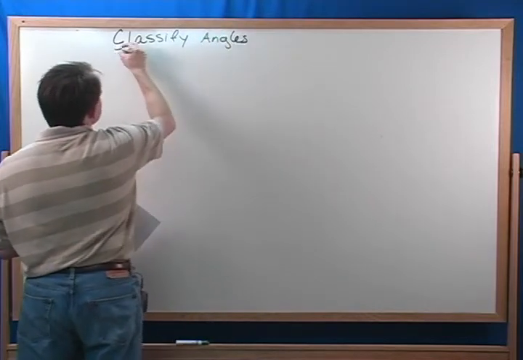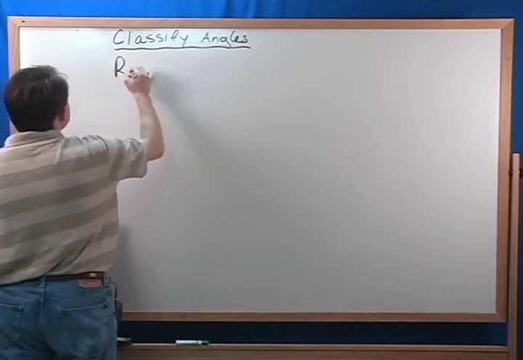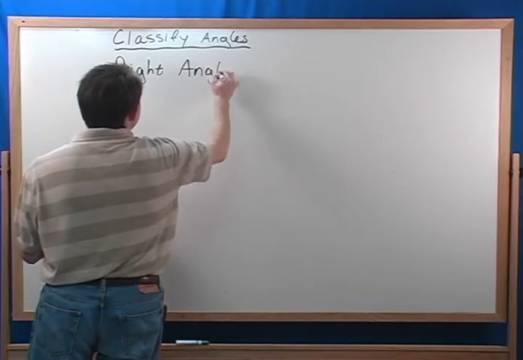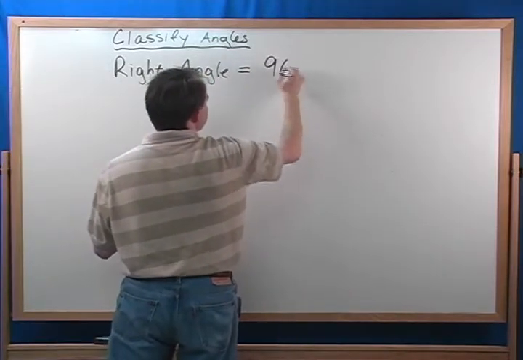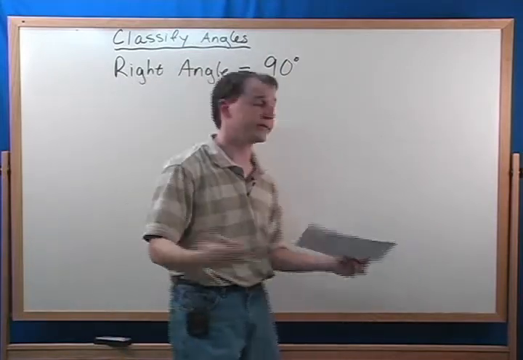The easiest one is the one I'm going to start with first, and that's called a right angle. Just like it sounds, right angle. A right angle is equal to 90 degrees. So we've already learned that. I already told you that's a quarter circle. A right angle is 90 degrees.